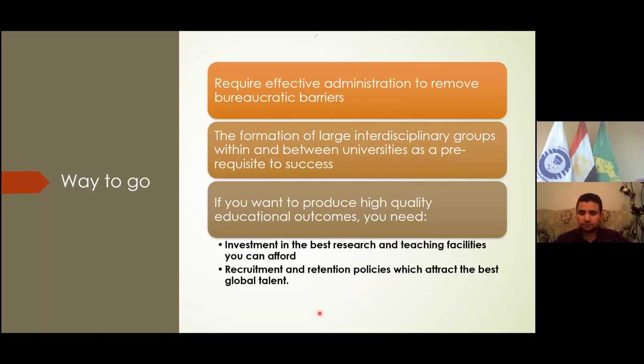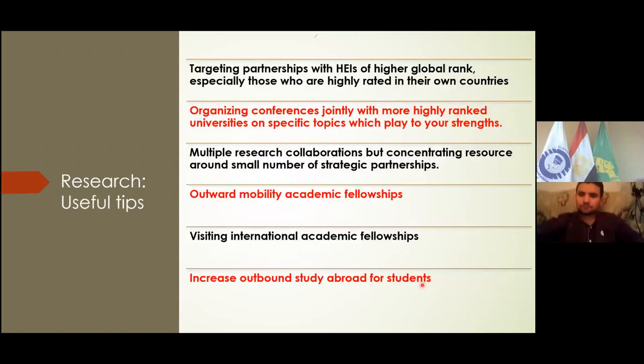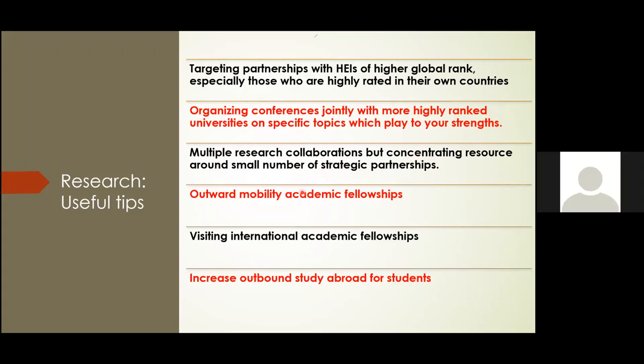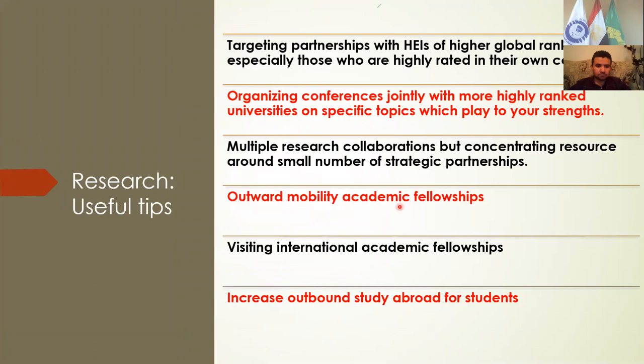And if you want to produce high quality research, you need to invest in the best research and teaching facilities. You need recruitment and retention policies that attract the best global talent. And finally, there are some useful tips. Target partnerships with high institutions, generally with global rank. Organize conferences jointly with more highly ranked universities or on specific topics which play to your strengths. Have multiple research cooperations, but concentrate around a small number of strategic partnerships. So you need to concentrate on the strategic partnerships. Generally, outbound mobility, academic fellowships, visiting international academic fellowships, and increase outbound study abroad for your students.